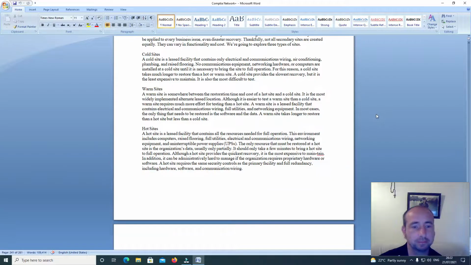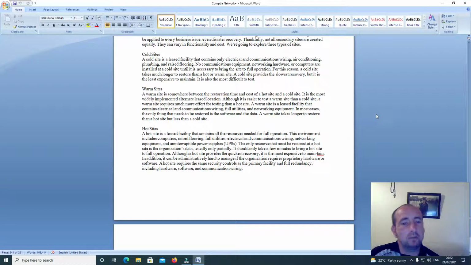Cold sites. A cold site is a leased facility that contains only electrical and communication wiring, air conditioning, plumbing, raised floors. No communication equipment, networking hardware or computers are installed at a cold site until it is necessary to bring the site into full operation. For this reason, a cold site takes much longer to restore than a hot or warm site. A cold site provides the slowest recovery, but it is the least expensive to maintain. It is also the most difficult to test.